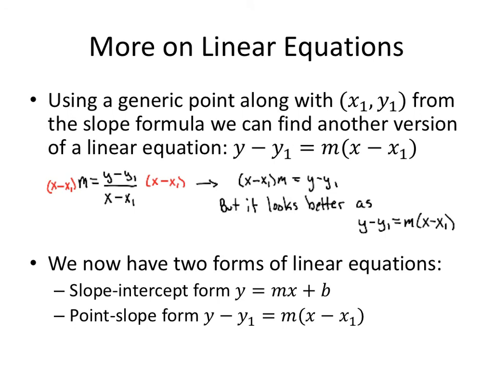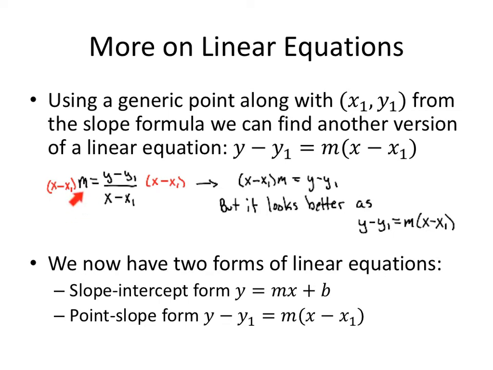So if we use a generic point x, y along with a specific point x1, y1, and we use the slope formula, m equals y minus y1 over x minus x1. Here x, y is our generic point. x1, y1 is our specific point. We can manipulate it to find another version of a linear equation.